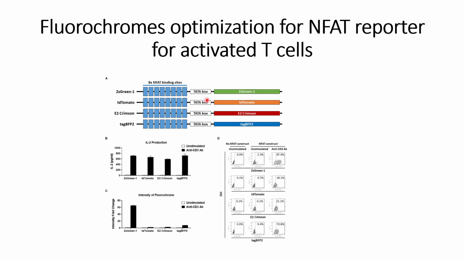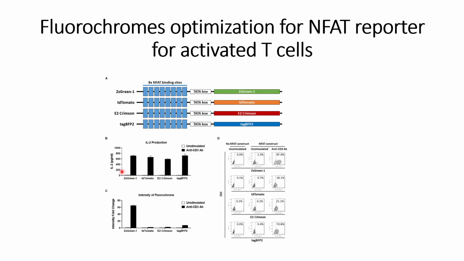And this data also gives us the signals for the reporter proteins that will help us distinguish between activated and non-activated T cells. So here the researchers have checked different fluorochromes or reporter proteins that will give the maximum signals for the activated T cells. And in parallel they also check IL-2 production to ensure that the T cells are actually activated.